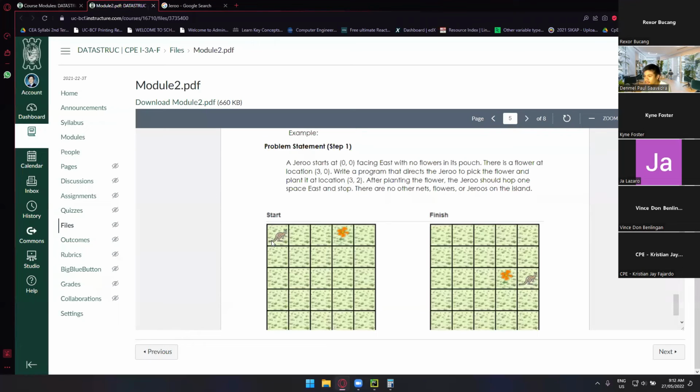Okay, so we have here 0, which is at 0, 0. So there is a flower at location 3, 0. Okay, so the first one is the column, and then the second one is row. So it's column by row. So 0, 1, 2, 3, and then it's still at row 0. Okay, so write a program that directs the 0 to pick the flower and plant it at location 3, 2. So 3, 2 is somewhere 0, 1, 2, 3, and then 0, 1, 2.